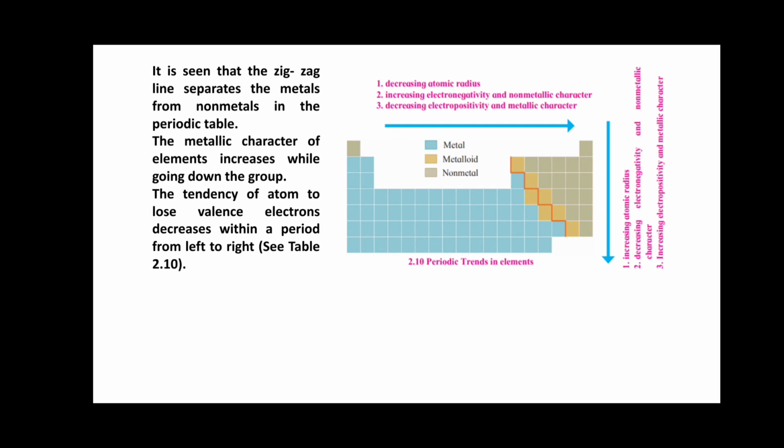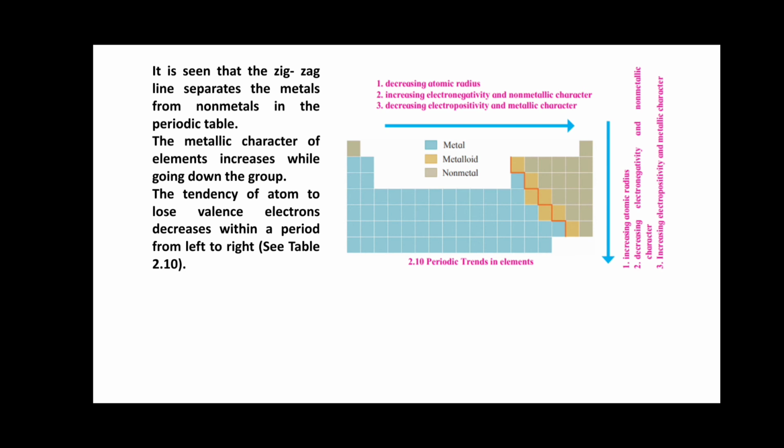While going down a group, a new cell gets added, as we know, resulting in an increase in the distance between the nucleus and the valence electrons. This results in lowering the effective nuclear charge and thereby lowering the attractive force on the valence electrons. As a result of this, the tendency of the atom to lose electrons increases.